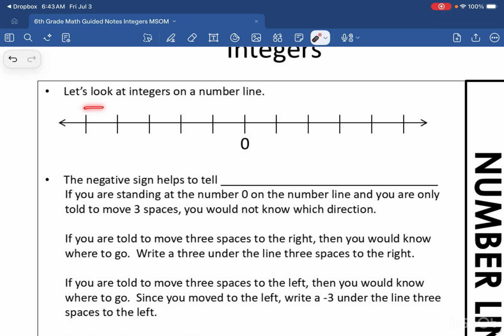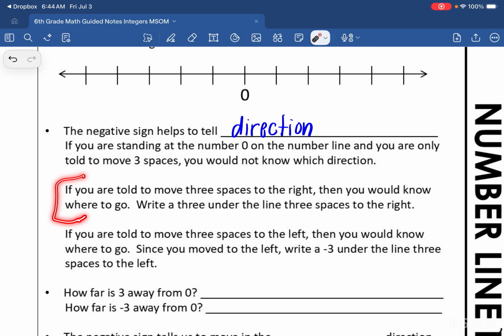Let's look at integers on a number line. The negative sign helps to tell direction. If you are standing at the number 0 on the number line and you are only told to move 3 spaces, you would not know which direction. If you are told to move 3 spaces to the right, then you would know where to go.